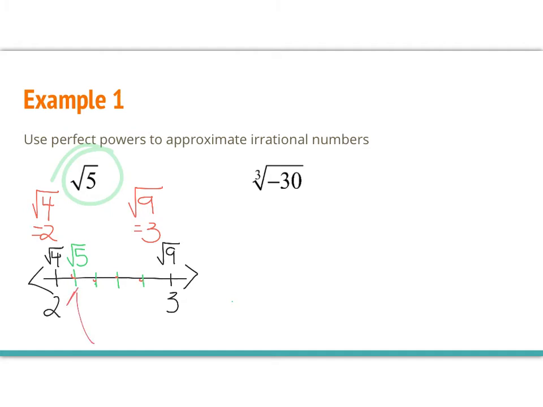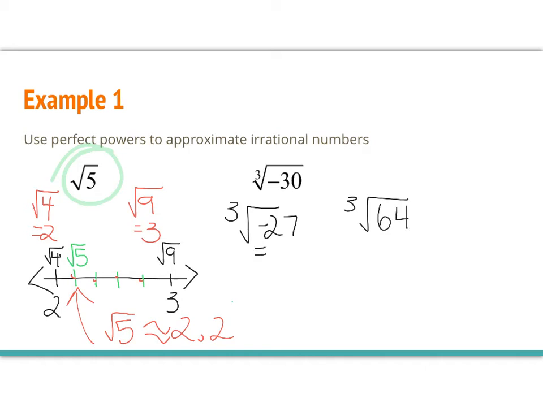So I can approximate that root 5 is approximately, so we use the wavy equal sign, 2.2. Okay, and we knew that from our calculator test earlier. We're going to do the same thing for the cubed root of negative 30. The closest perfect powers would be the cubed root of negative 27 and the cubed root of negative 64, because the cube root of negative 27 is negative 3, and the cube root of negative 64 is negative 4. So we put those on our number line here.